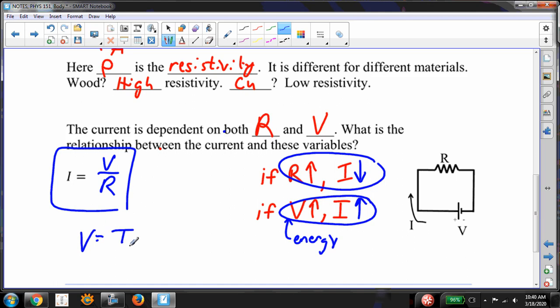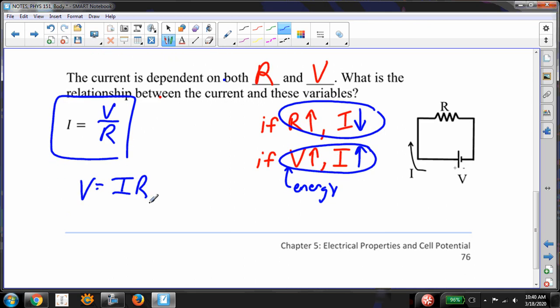Often it's written like this. Those are the same. By the way, I don't know if I've shown this yet, but this is the symbol for a resistor, and I have shown you this is the symbol for a battery. And so this would be a circuit diagram. You may see a circuit diagram on your exam. It'll be as simple as this one.